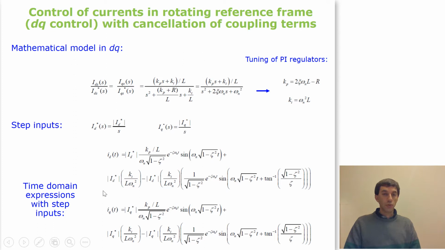If we deduce the time domain expressions for these step inputs, we obtain something quite complex in appearance, but simple in nature. Here we have the D current in time domain. We have one exponential term multiplied by a sinusoidal term. Here we have the constant term, which is the steady state term, because the other terms will go to zero, and another term which is the multiplication of a sinusoidal term and an exponential term. These two terms are the natural or transient response, and this term is the steady state response. We obtain something totally equivalent for the Q current, with these two terms being the natural response and this the steady state response.